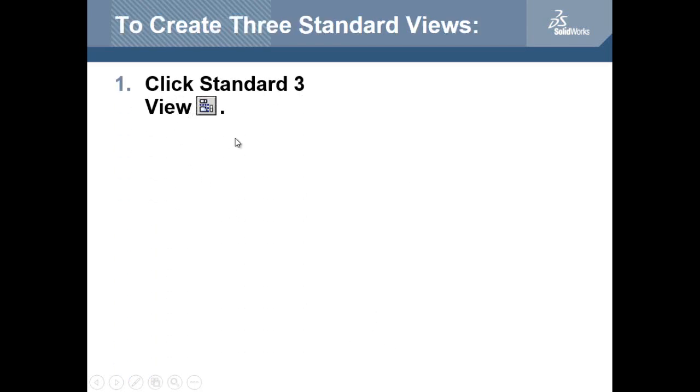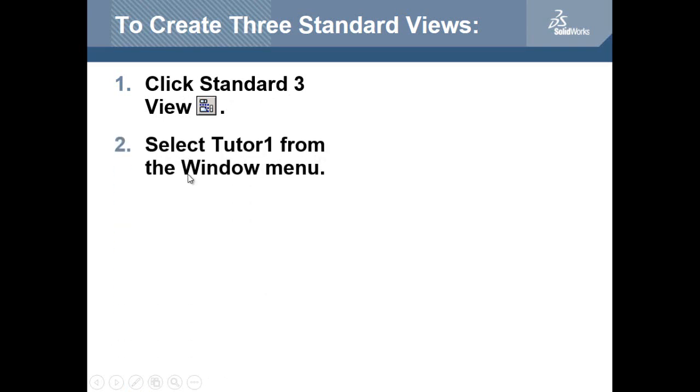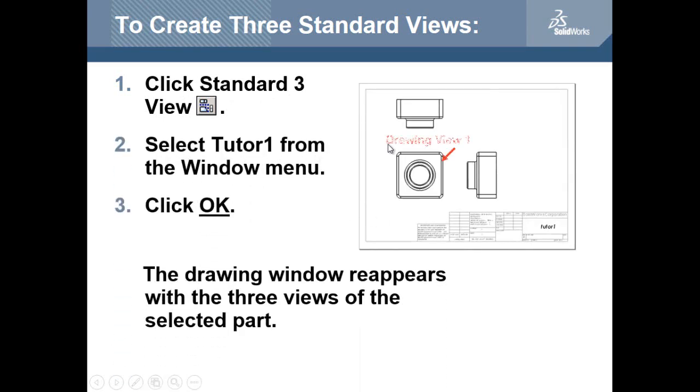Click Standard 3 View. Select Tutor 1 from the Windows menu. All right, so Tutor 1 is your drawing. So you're going to have to create this in Lesson 6, and you have the 3 standard views. Then click OK. The drawing window appears. Make sure you put your name on it, and then you're going to upload it to OneNote to submit.